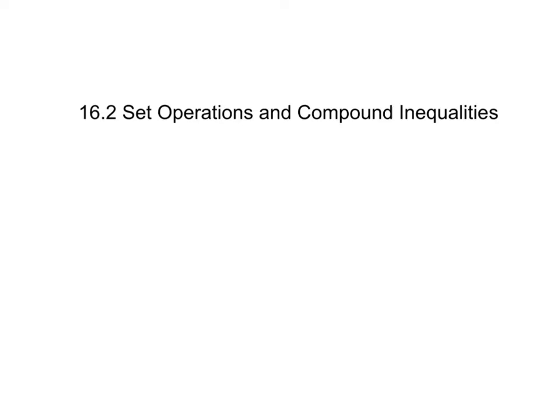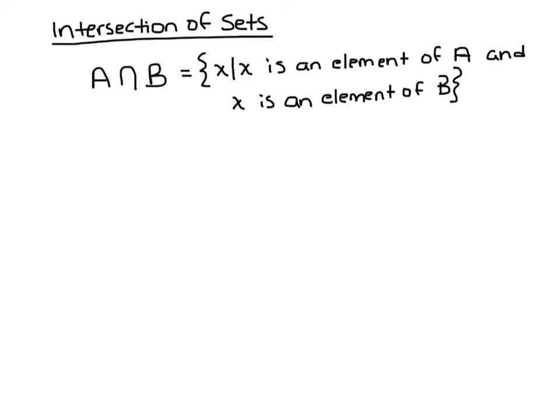16.2, we'll be looking at set operations and compound inequalities. Before we get started on examples, we're going to start looking at some vocabulary for this section. So the first thing is the intersection of sets. So when you see this notation, that's read the intersection of A and B.